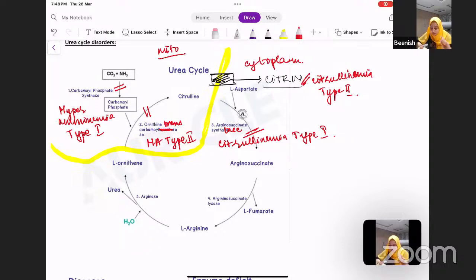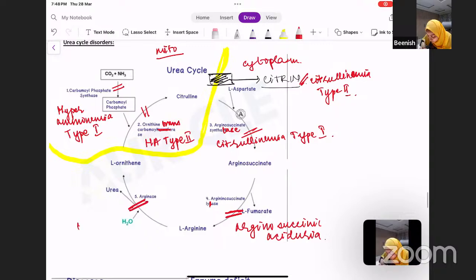Now, if the block is in argininosuccinate lyase, then it causes argininosuccinic aciduria. Now, if your arginase is affected, the block is here, then it causes what? Argininemia.